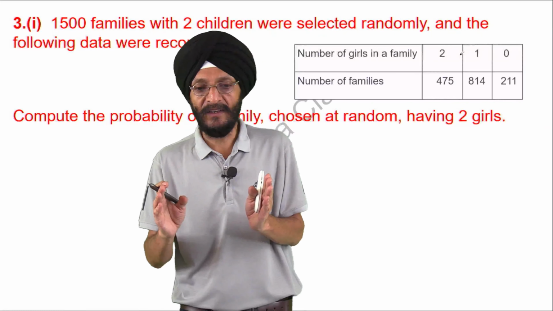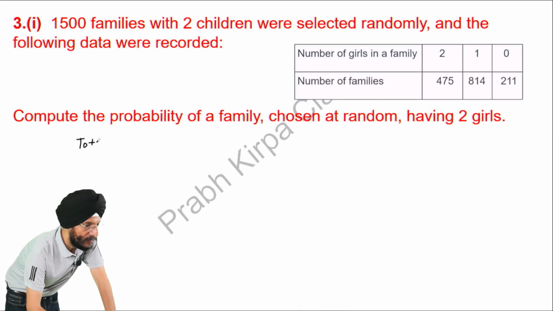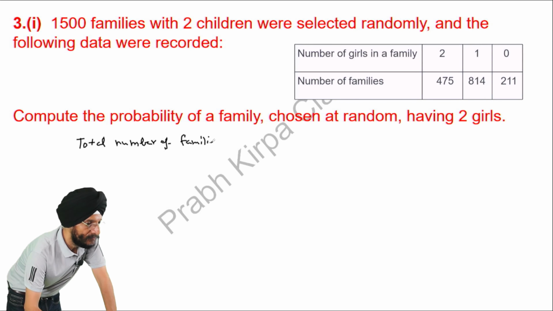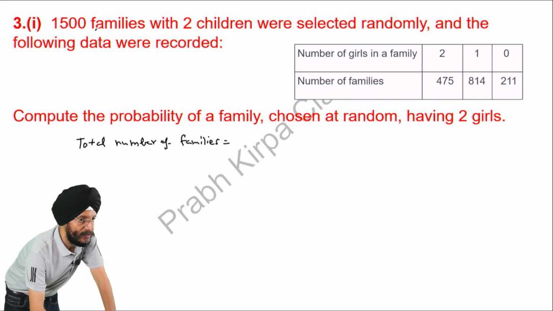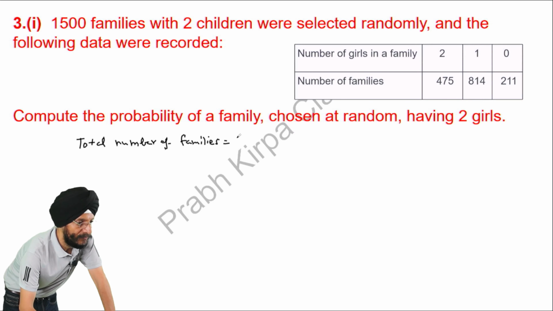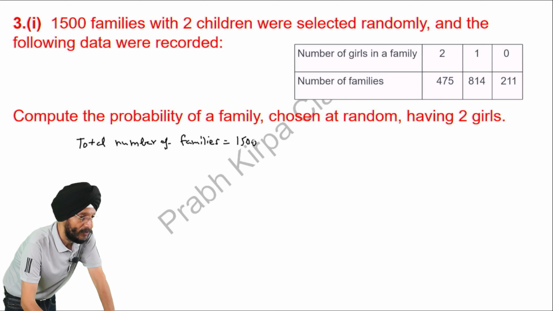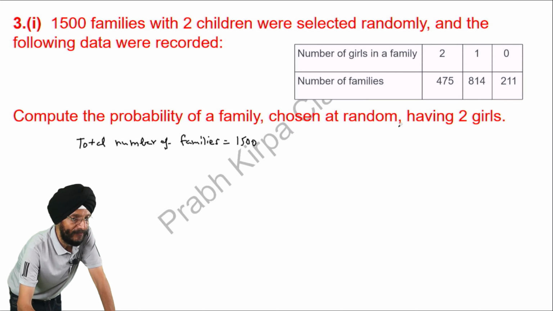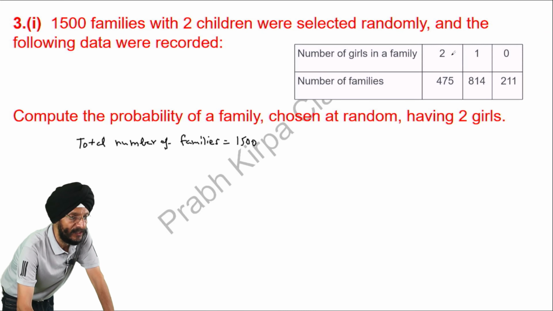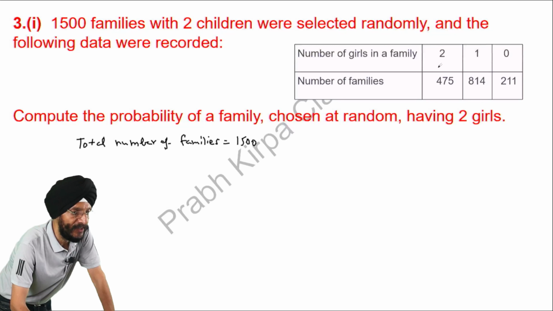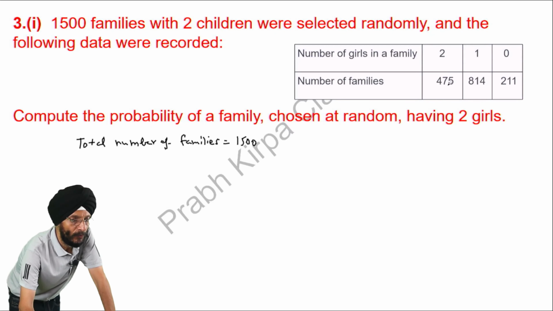So, what is the total number of families? Total number of families are given as 1,500. So now what we have to find out? We have to find out the probability of a family having 2 girls. In this question, it is given that the number of families having 2 girls is equal to 475.